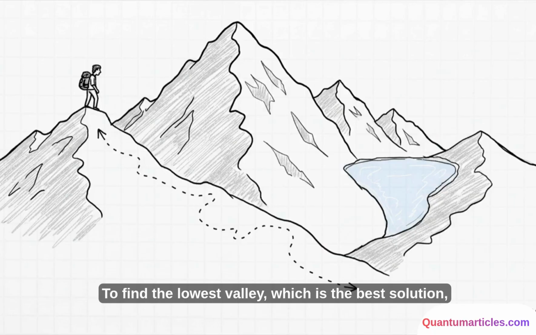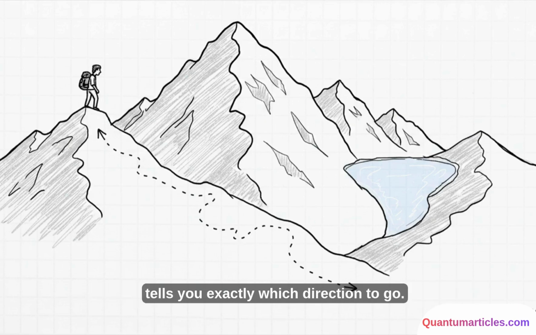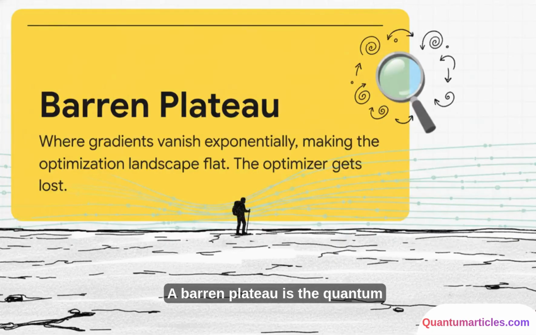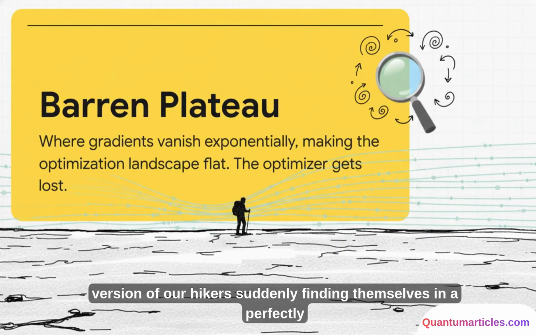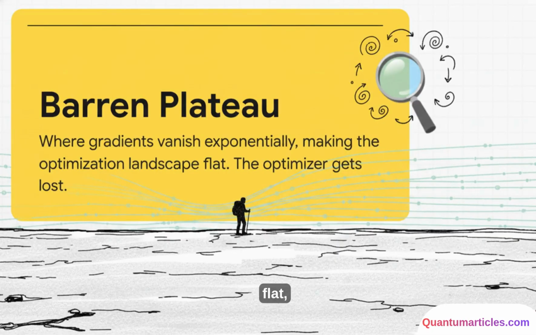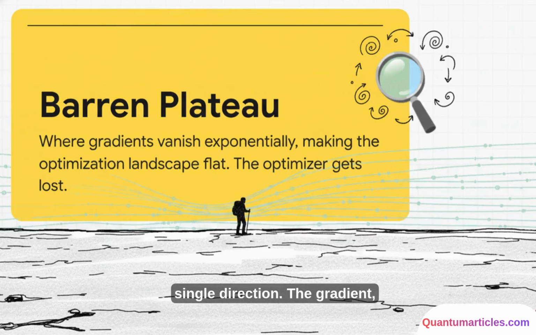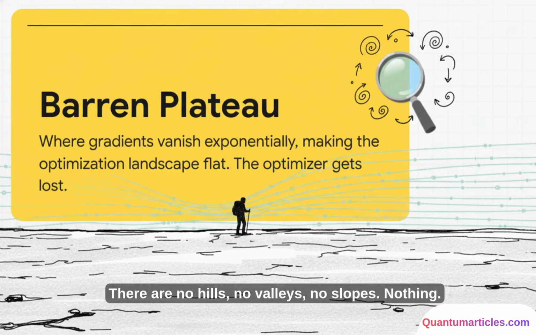To find the lowest valley, which is the best solution, all you have to do is look around and always walk downhill. The steepness of the hill, what we call the gradient, tells you exactly which direction to go. Simple enough? A barren plateau is the quantum version of our hikers suddenly finding themselves in a perfectly flat, featureless desert that stretches for miles in every single direction. The gradient, the steepness, it just vanishes. It's gone. There are no hills, no valleys, no slopes, nothing.